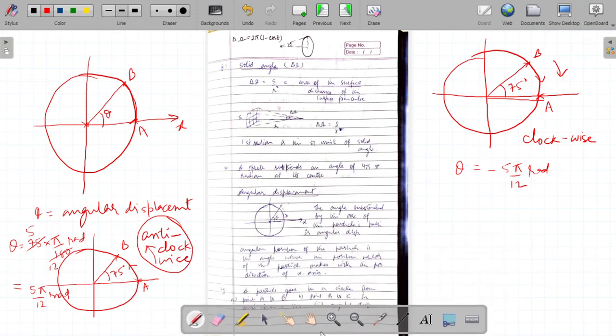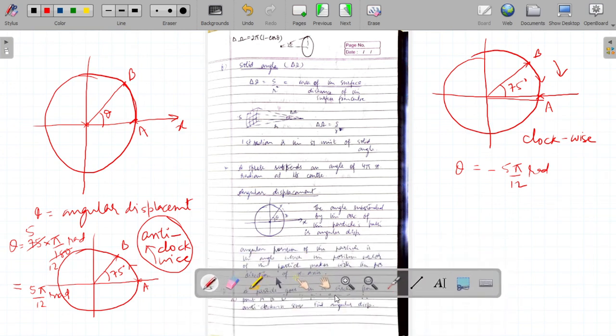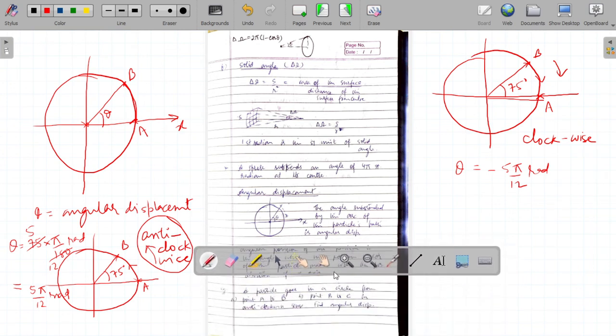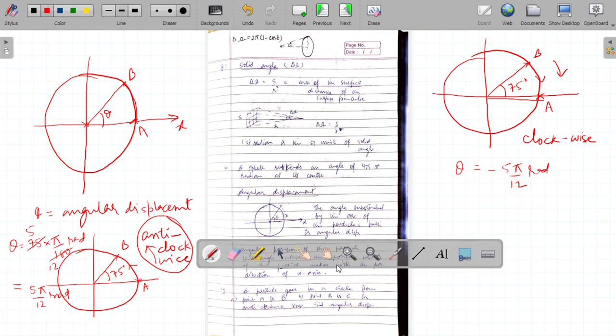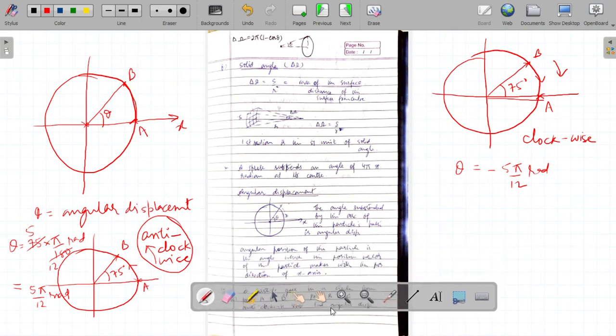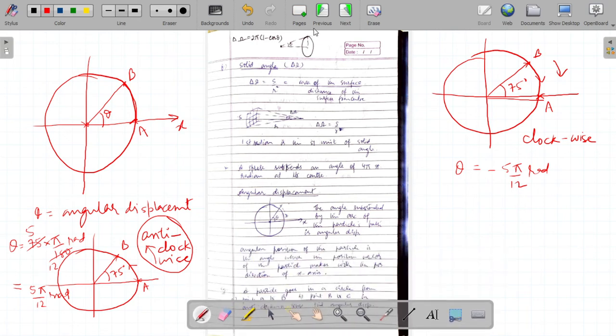So we have a question which illustrates this idea and makes it very clear to us what the direction of angular displacement is, and how we consider it positive and negative. So the figure for the question is on the next page.